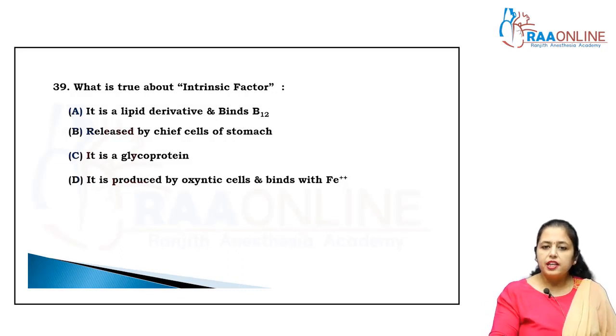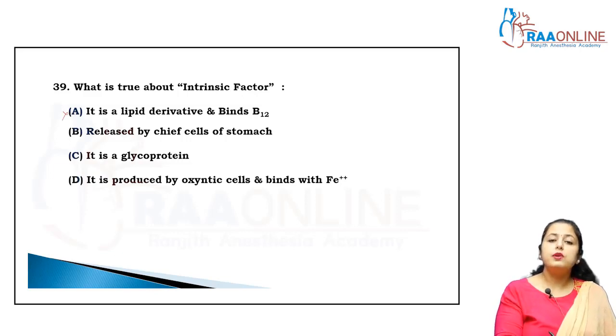Is it a lipid derivative that binds B12? It's not a lipid derivative, it is glycoproteinaceous in nature, right? Yes, it can bind B12, but it's not a lipid derivative, so it's wrong. Released by chief cells? No, it is released by the oxyntic cells, so it is wrong. It is a glycoprotein: exactly. It is produced by the oxyntic cells and binds with iron? No, it binds with vitamin B12. So the correct answer is C.